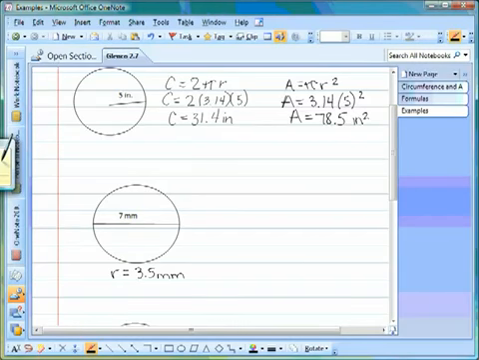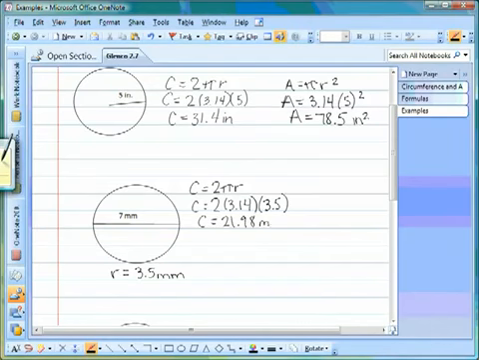So when we go ahead and use our formulas, start with circumference, C equals 2 pi times r. We can fill in what we know. C equals 2 times pi. Pi is 3.14. The radius we found was 3.5. We calculate that, and that gives us the answer 21.98. We have to put our label on there for it to be correct.